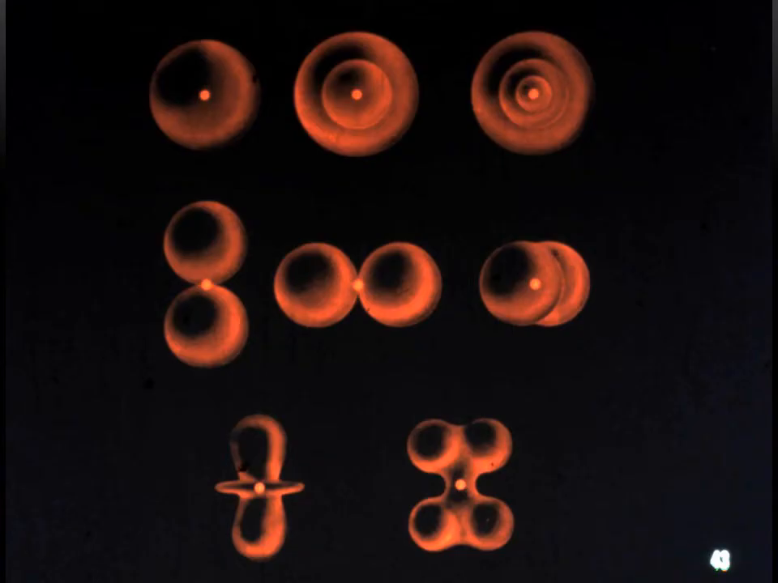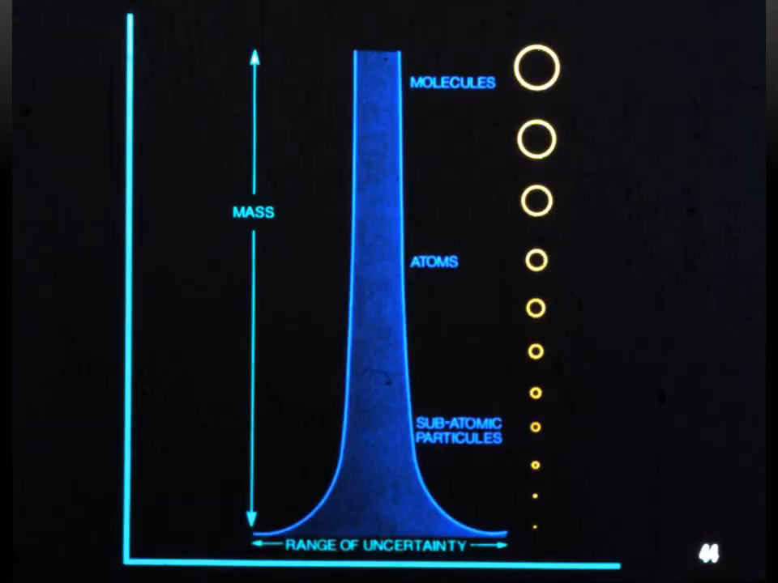With objects approaching the size and mass of a molecule or atom, however, the uncertainty principle becomes important. And with subatomic particles, it becomes even more important. For as mass decreases and the uncertainty increases, the uncertainty in relation to the mass and size of the object increases even faster.